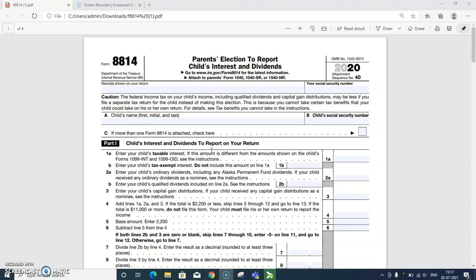Now coming to the third point, please note that if you file Form 8814 with your income tax return to report your child's foreign financial account, you have an interest in the asset from that account and may be required to file Form 8938, Statement of Specified Foreign Financial Assets. See the Form 8938 instructions for details.